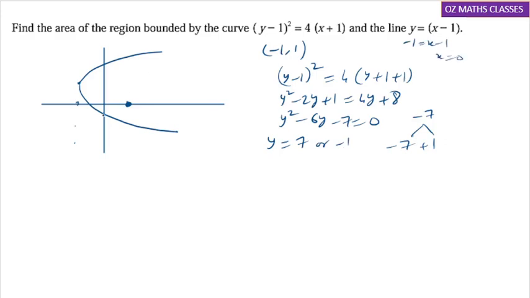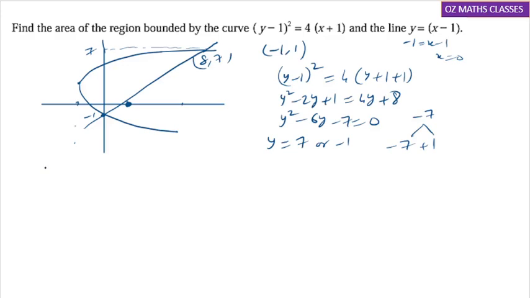So this will be one coordinate of the line, and the other: when y equal to 7, x will be 8. So 8 comma 7. Roughly I am taking this point 8 comma 7. I need the y value, and the y value is from minus 1 to 7.